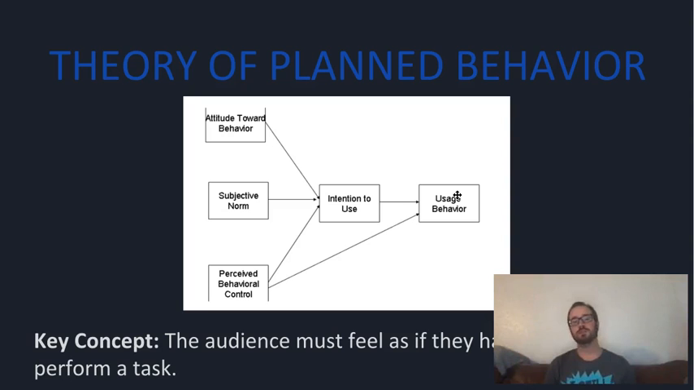If there's a difference between your attitude and the subjective norm, your actual behavior will be influenced by your perception of behavioral control. The other way that this functions that I think is really important for persuasion is an audience will not take action unless they have perceived behavioral control.